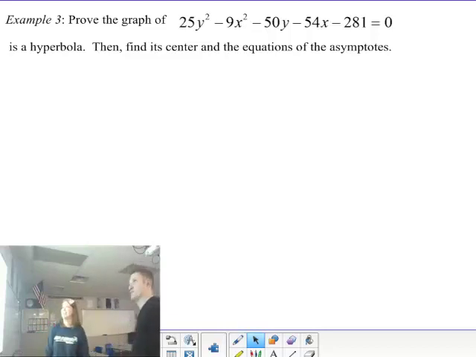We'll let the pro handle this one. Prove that this is a hyperbola, which means we have to complete the square. Factor, factor, factor. We're going to complete the square.